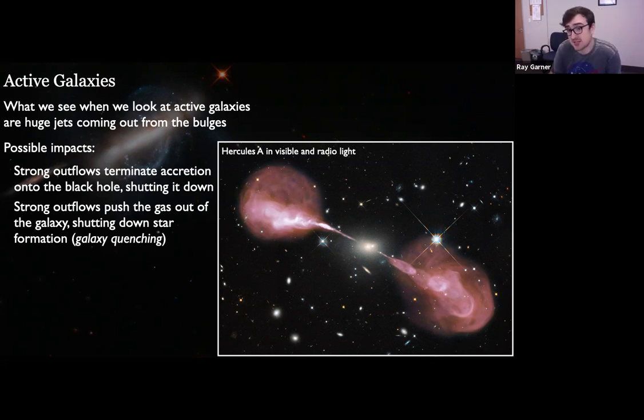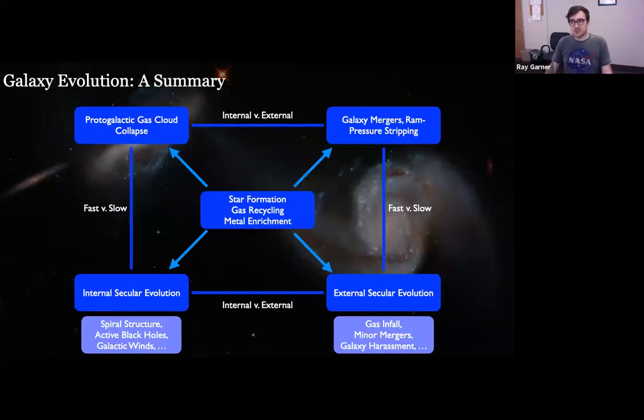And so in recent years, we have put together all of this into one big picture of galaxy evolution. And it's very complex. Galaxies are very complex systems. Here, we've got left versus right. Left is internal stuff, right is external stuff. Top versus bottom. Top is fast, things that happen on a fast time scale. Bottom is things that happen on a slow time scale.